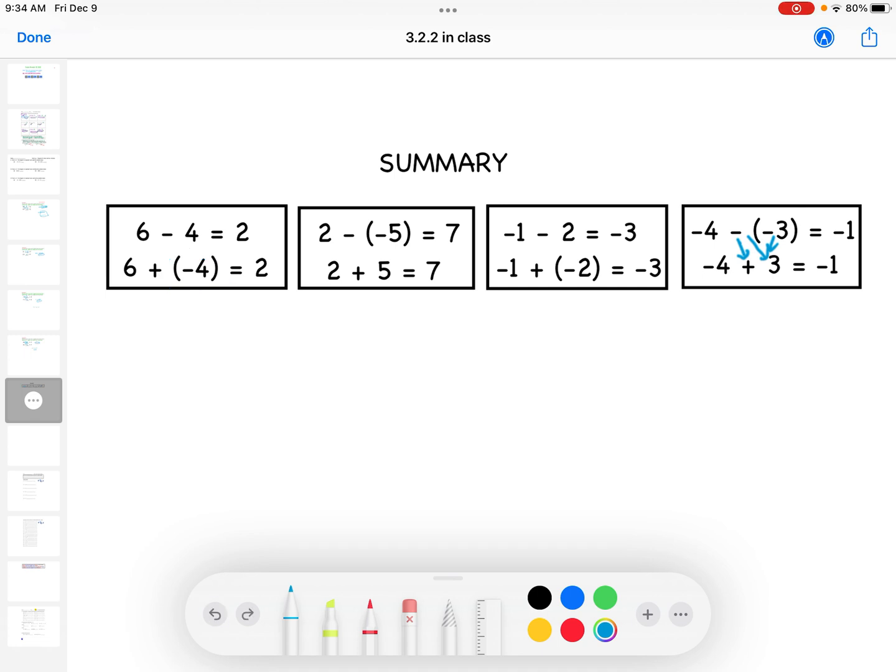I changed the subtraction to addition, and I found the opposite. Whoops, I take that back. I found the opposite of 4. I changed subtraction to addition. I changed the opposite to positive. I changed the subtraction to addition, and I found the opposite of that. And same with the last one, okay?